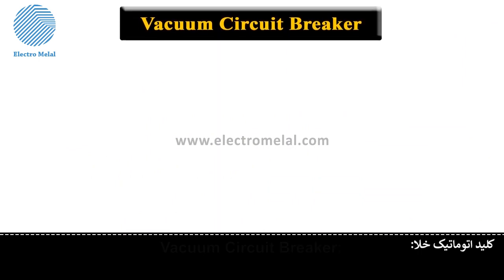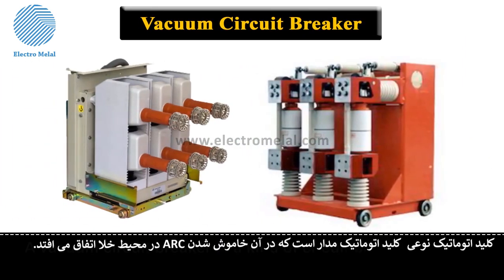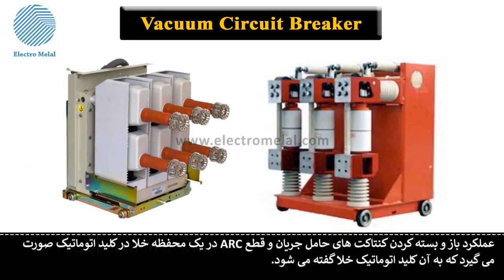Vacuum circuit breaker. A vacuum circuit breaker is a kind of circuit breaker where the arc quenching takes place in a vacuum medium. The operation of switching on and closing of current carrying contacts and interrelated arc interruption takes place in a vacuum chamber in the breaker, which is called a vacuum interrupter.